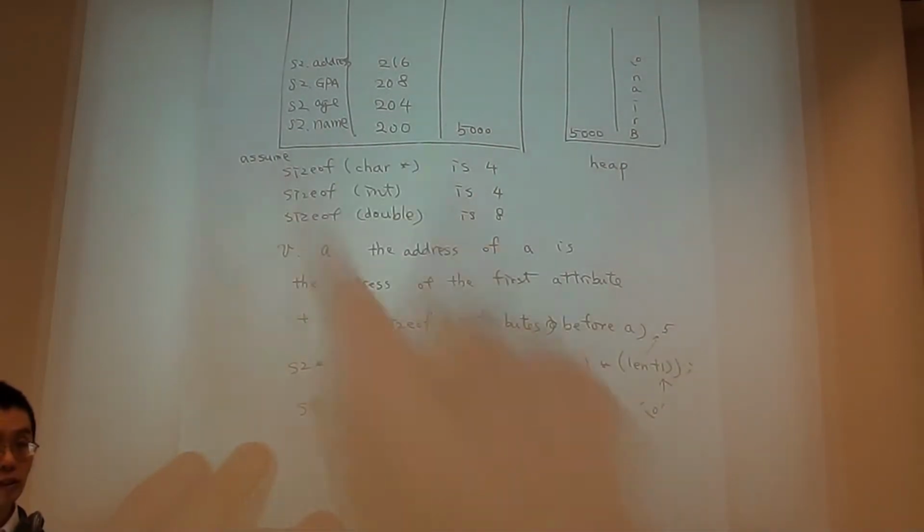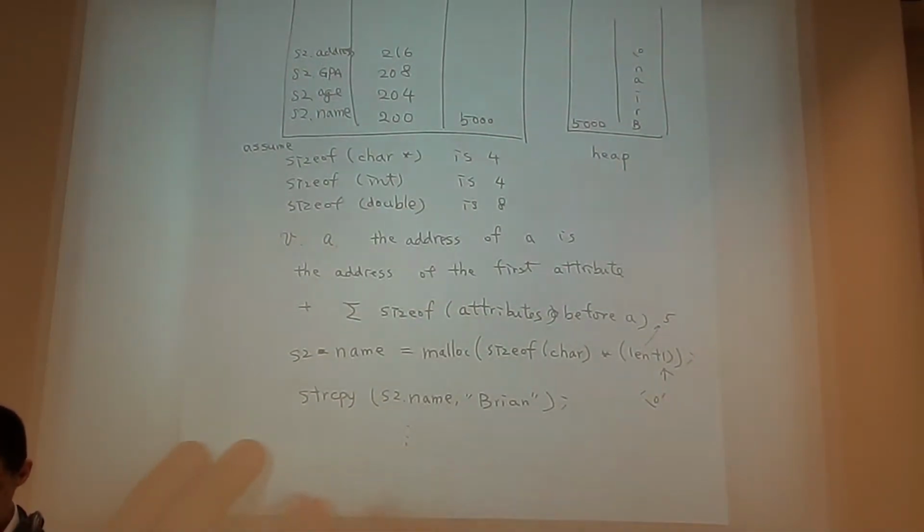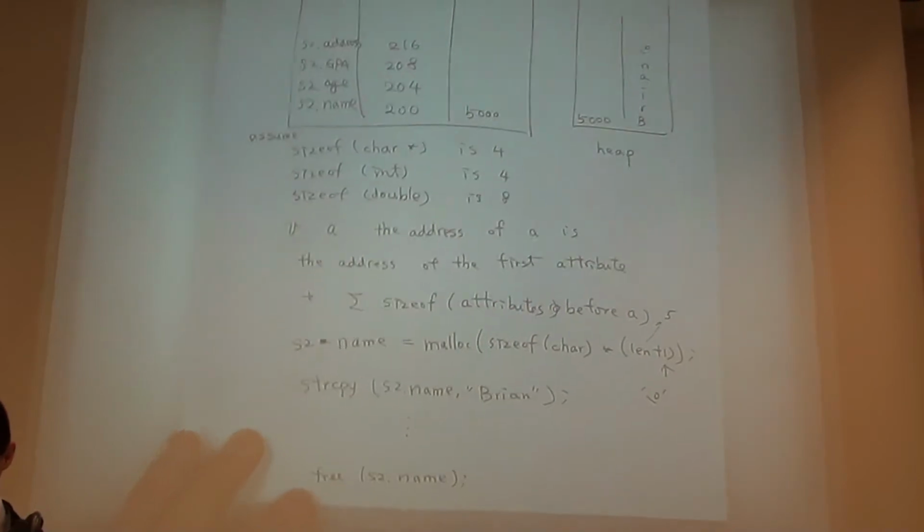Why do we do that? Because it's a pointer. Sometime later, you need to release the memory after you don't need it anymore. Malloc followed by free, that's the rule.